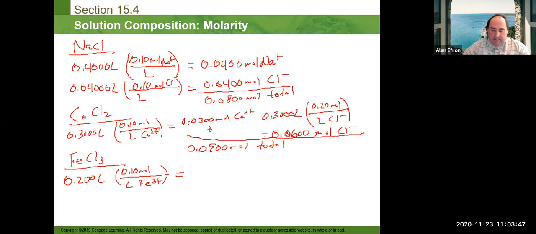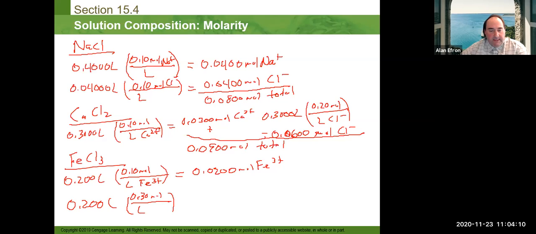Going to get us 0.2 times 0.1 gets us 0.02 moles of our iron 3. And let's move a couple things out of my way here. There we go. 0.2 liters times our chloride in that case, which was 0.3 moles per liter of our chloride. And 0.2 times 0.3 going to give us 0.06 moles of chloride. Grand total on that solution, 0.08 moles basically floating around.